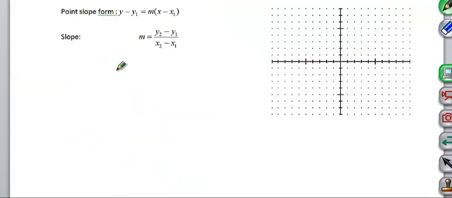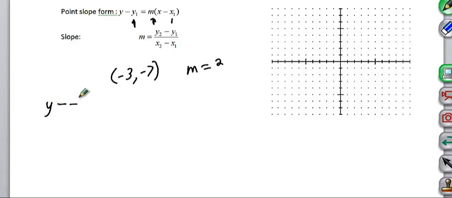All right, let's try another one. So let's say we've got the point -3, -7, and we've got the slope equals 2. All right, so we are going to plug into our point-slope form, where we see y1, x1, and m. So it's y minus a -7, so minus a negative, equals our slope, which is 2, parentheses, x minus x1, which is negative 3.